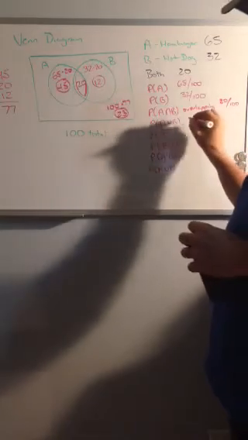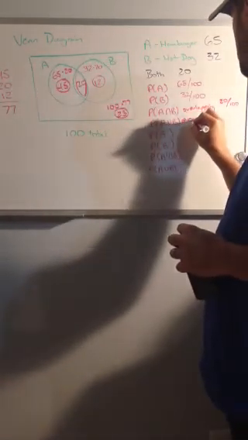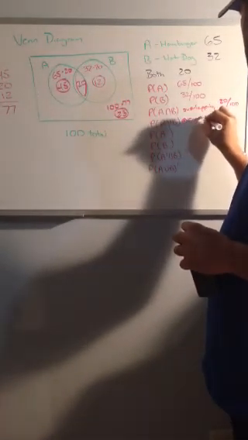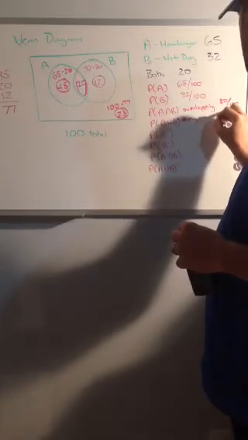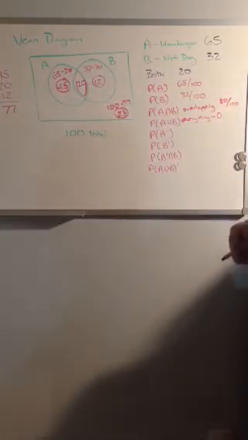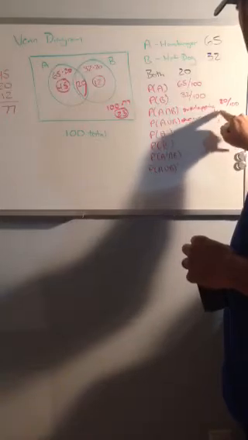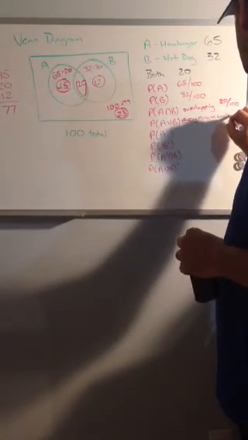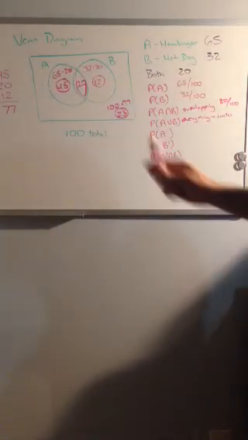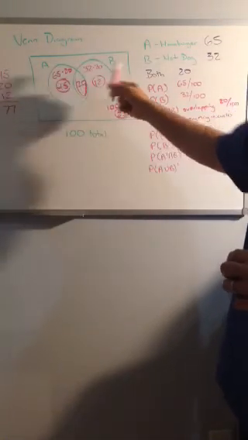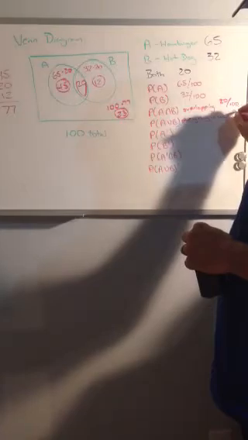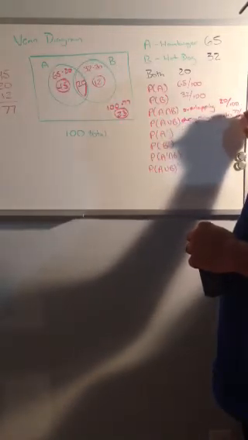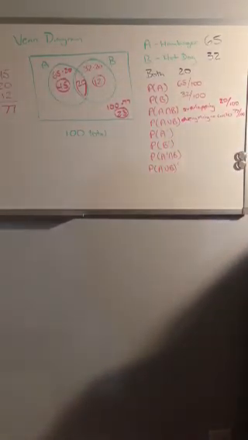A or B. This is everything in our circles. Let's write the circles actually there. That's everything in the circle. So that is our 45, 20, and 12. Total of 77 out of 100.